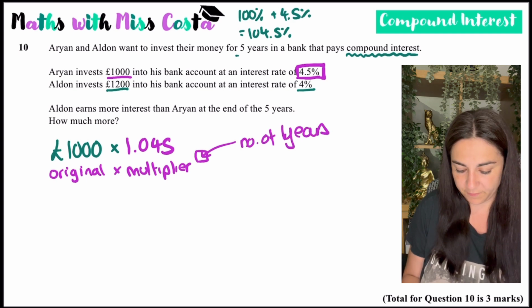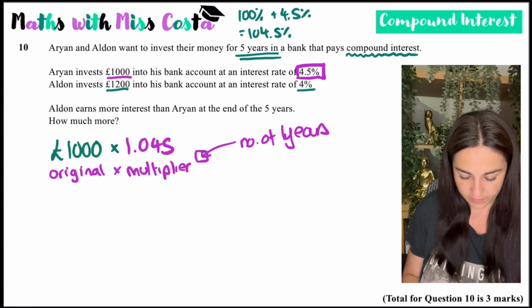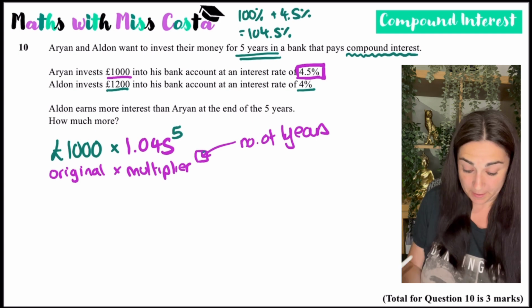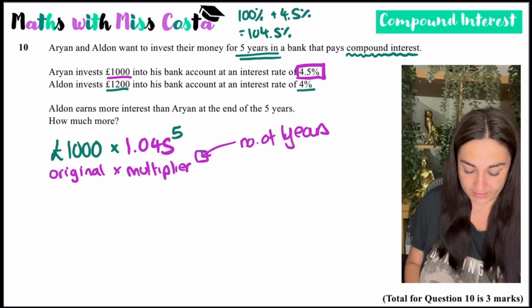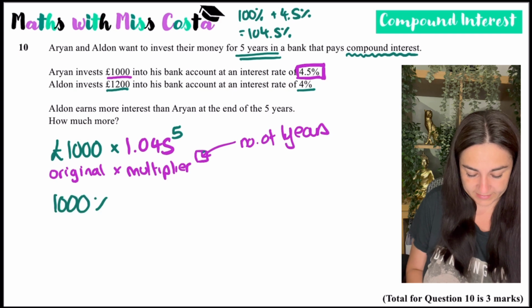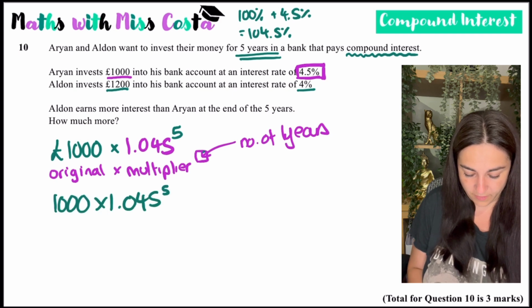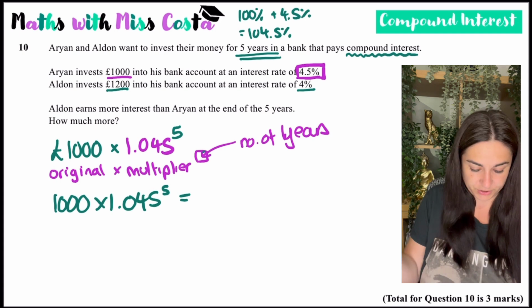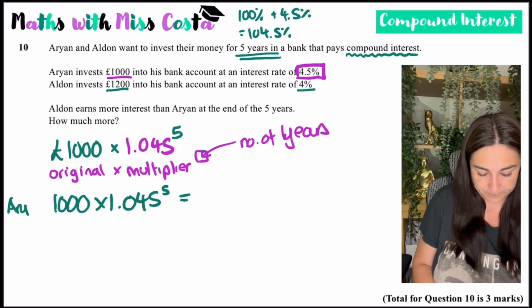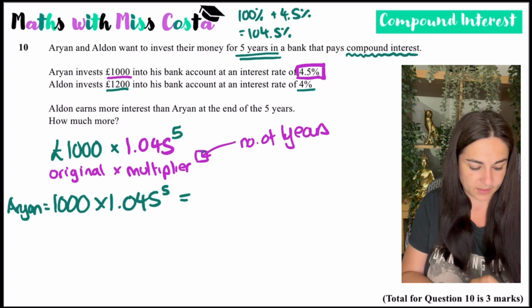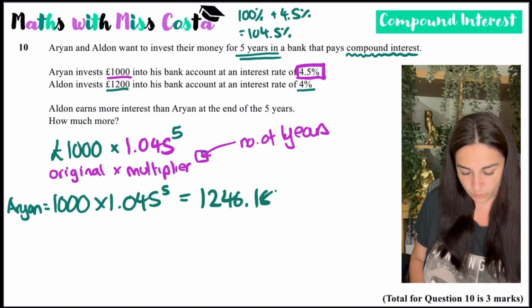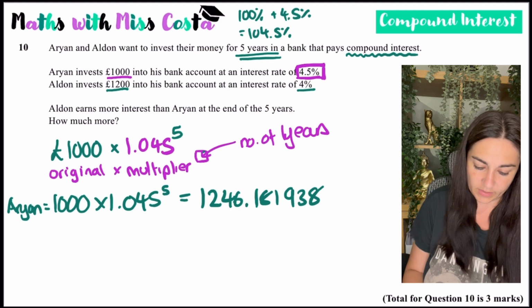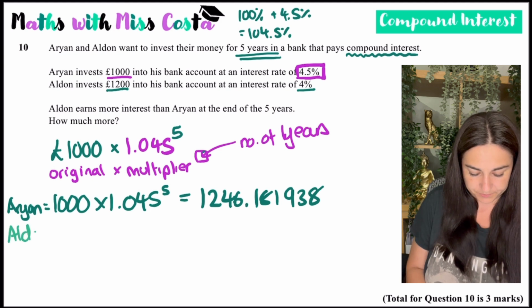So we're told that we invest for 5 years. So I'm going to do it to the power of 5. So the formula is original amount times by a multiplier to the power of the number of years. So type into my calculator 1,000 times 1.045 to the power of 5, and that will tell me how much Arian has. So Arian is 1,000 times 1.045 to the power of 5, which is 1246.181938.